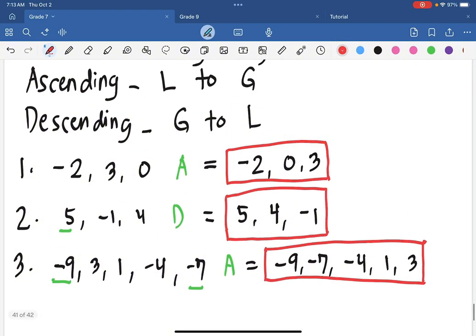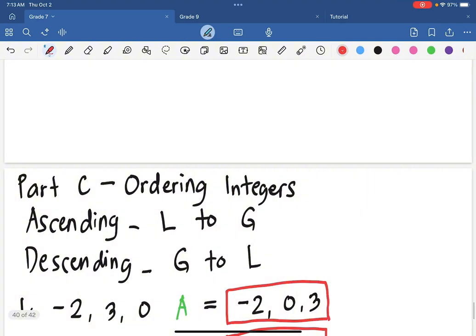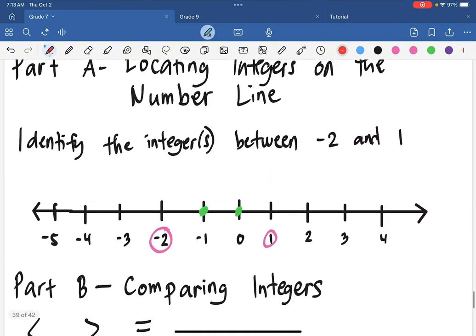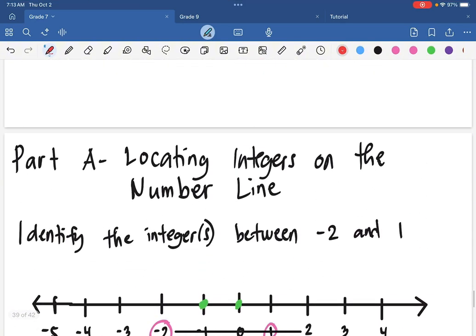And that's it for today's lesson. We have 3 parts, so parts A to C. For part C, ordering integers. For part B, we have comparing integers. And part A is locating integers on the number line.